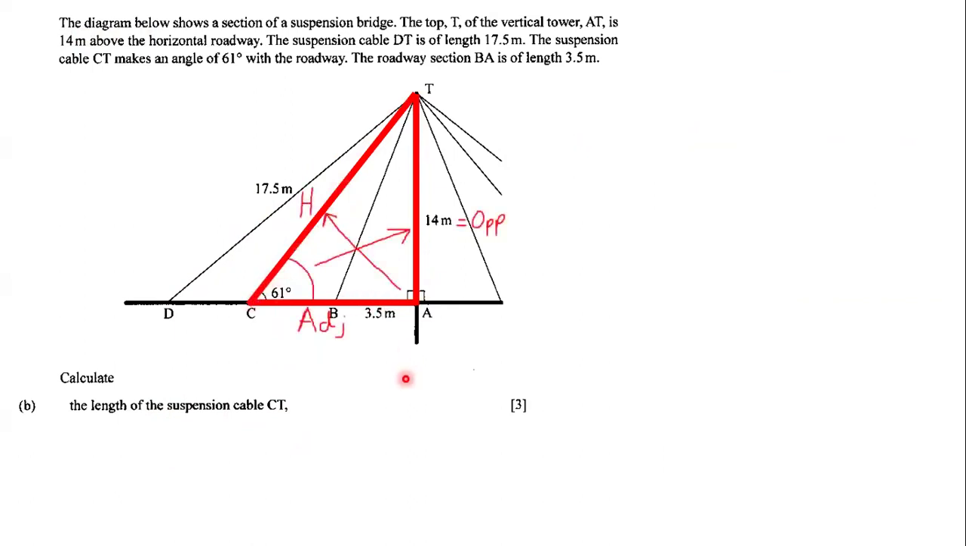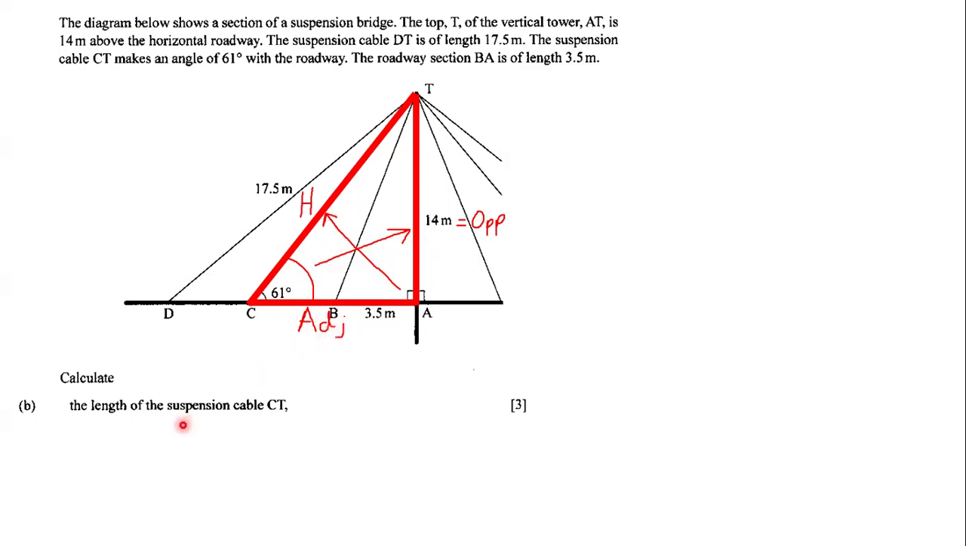Now, what do we have? Well, let's label our triangle. We have theta, which is 61. And so the opposite side is going to be 14 meters. We also have the right angle right here. And so this right here is going to be the hypotenuse, the side that is opposite the right angle. And then right here, CA is going to be the adjacent.